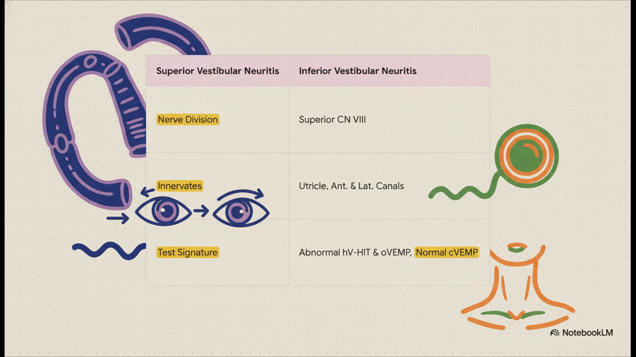And here it is, the clinical payoff. Since it's usually the superior division that gets hit in neuritis, we see this very specific test signature. The horizontal video head impulse test, the one checking the lateral canal, is going to be abnormal. The ocular VEMP, which tests the utricle, will also be abnormal. But here's the kicker. The cervical VEMP, the C-VEMP, is totally normal. And why? Because the C-VEMP tests the saccule, which gets its nerve supply from the unaffected inferior nerve. See, the anatomy perfectly predicts the test results every time.